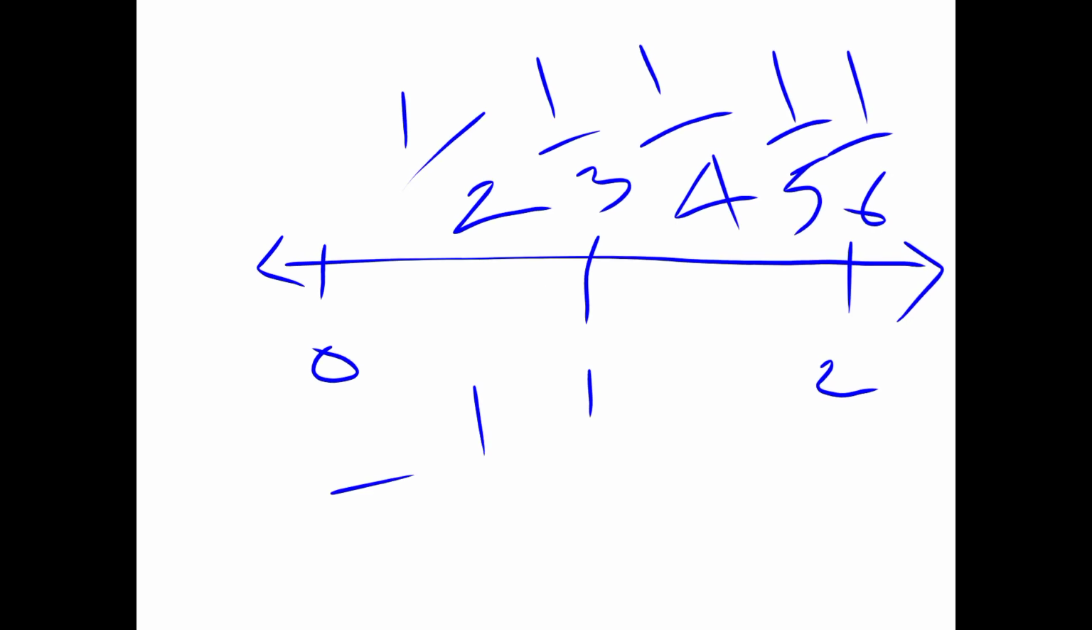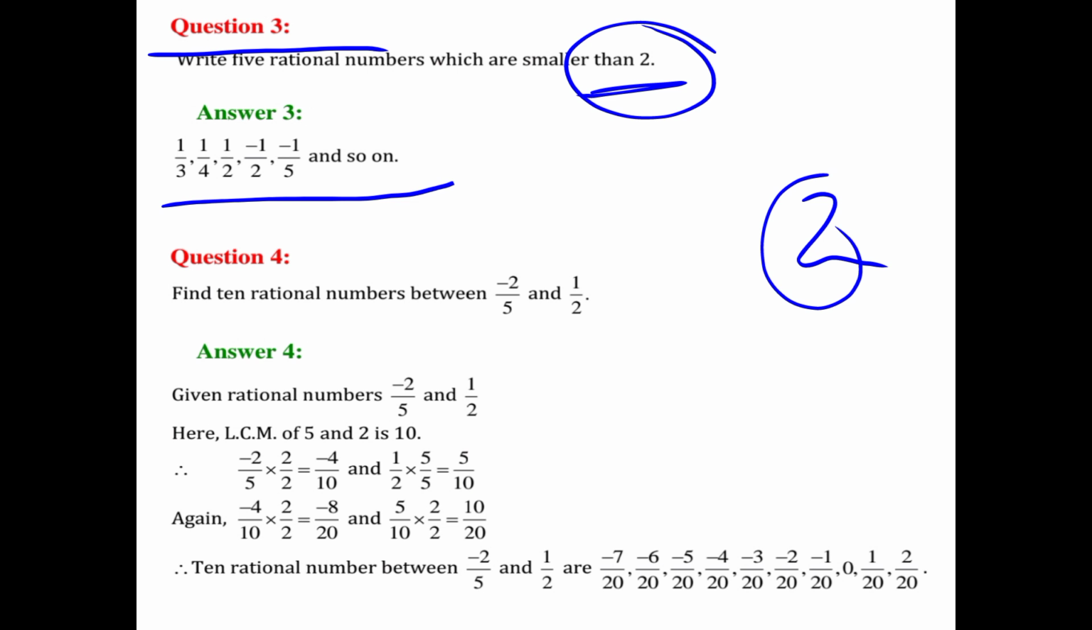Okay, minus 1 by 2, minus 1 by, say for example, 7. All these rational numbers are smaller than minus 2, and there are hugely many such rational numbers which are smaller than 2. Okay, this already stands solved here. 1 by 3, 1 by 4, 1 by 2, minus 1 by 2, minus 1 by, and so on and so forth. There are not just 5 rational numbers which are smaller than 2, there are huge many. You can find them yourself using a number line.